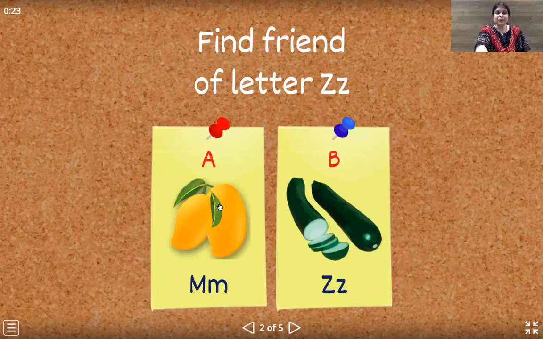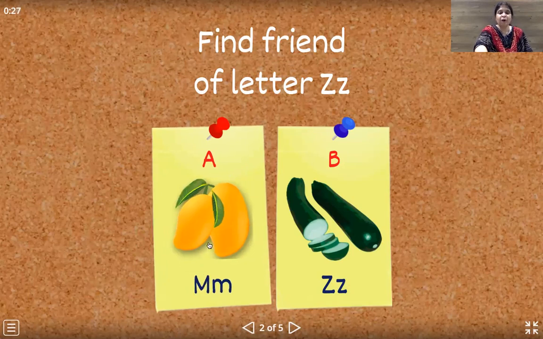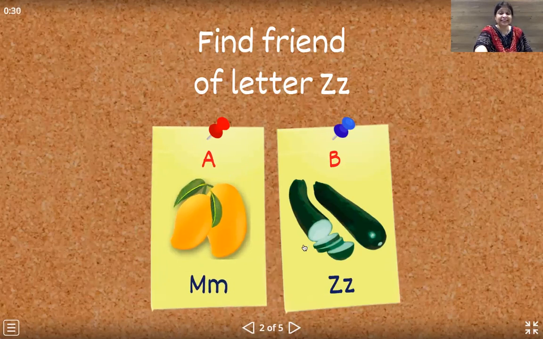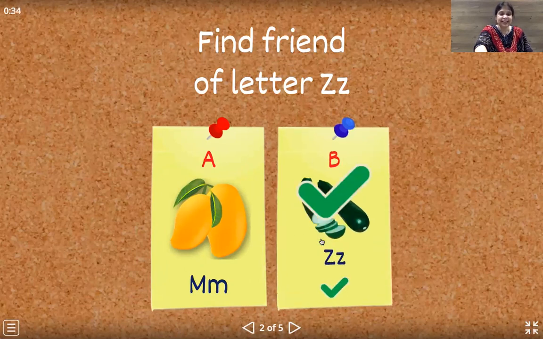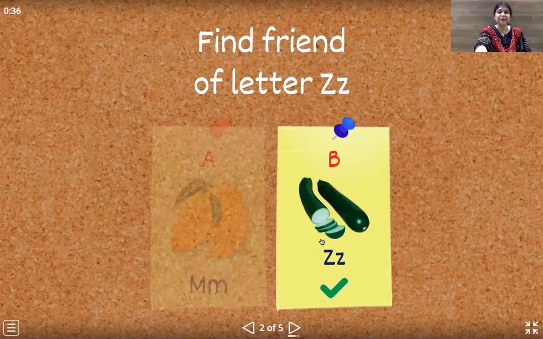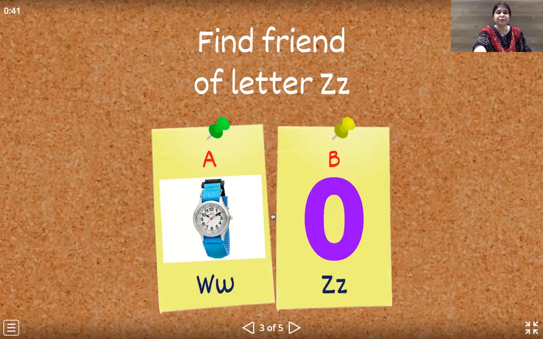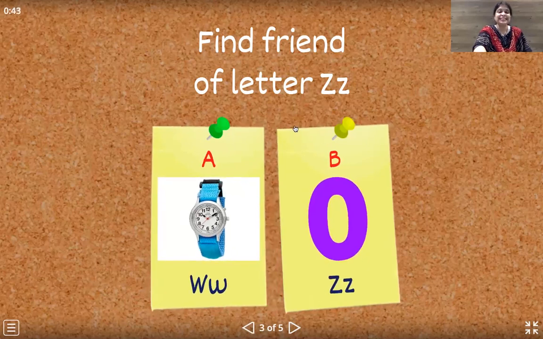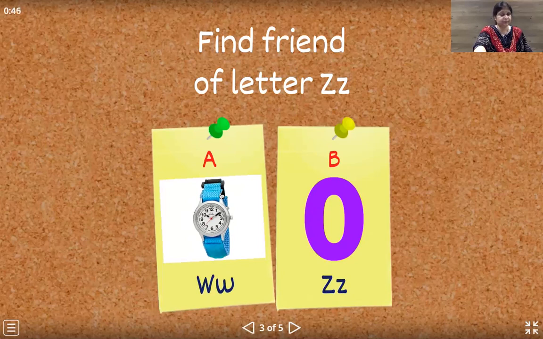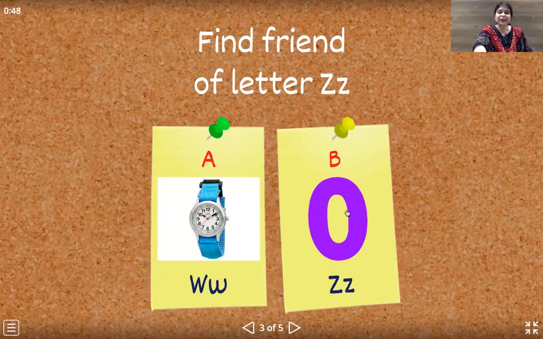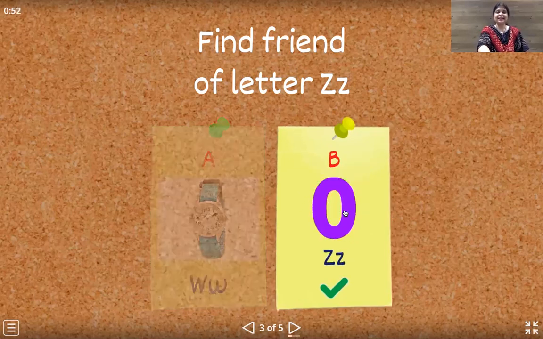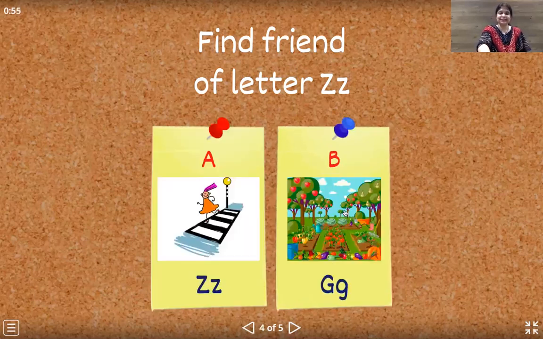Now let's see the next one. Okay, so we have to find the friend of letter Z again. And it's the picture of mango and zucchini. Correct. So let's click on zucchini. Super, we got it right again. And the third picture, again, we have to find a friend of letter Z. Watch. No. Zero. That's right. So let's click on zero. Yes, superb. We got it right.